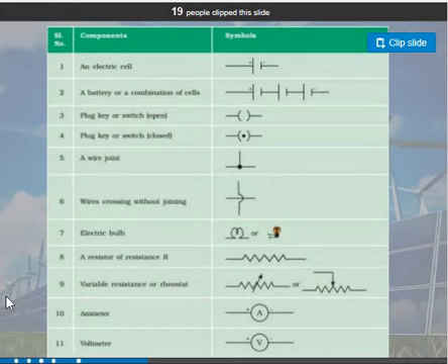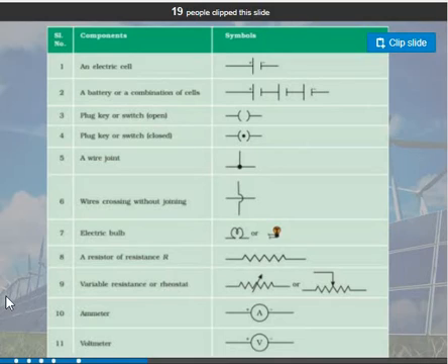Here are some symbolic representations of a circuit. For an electric cell, you denote a big line and a small line. For a battery, if one or more cells are connected, you denote it by a second row. If the switch is open, do not draw the dot, and if it is closed, then you put the dot.